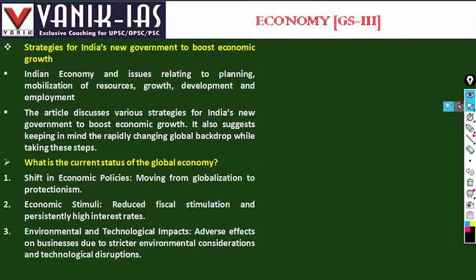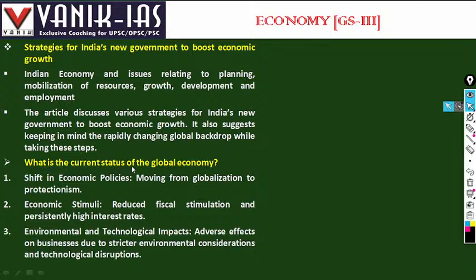Okay, then strategy for India's new government to boost economic growth. Indian economy and issues relating to planning, mobilization of resources, growth, development and employment. The article discusses various strategies for India's new government to boost economic growth. It also suggests keeping in mind the rapidly changing global backdrop while taking these steps.